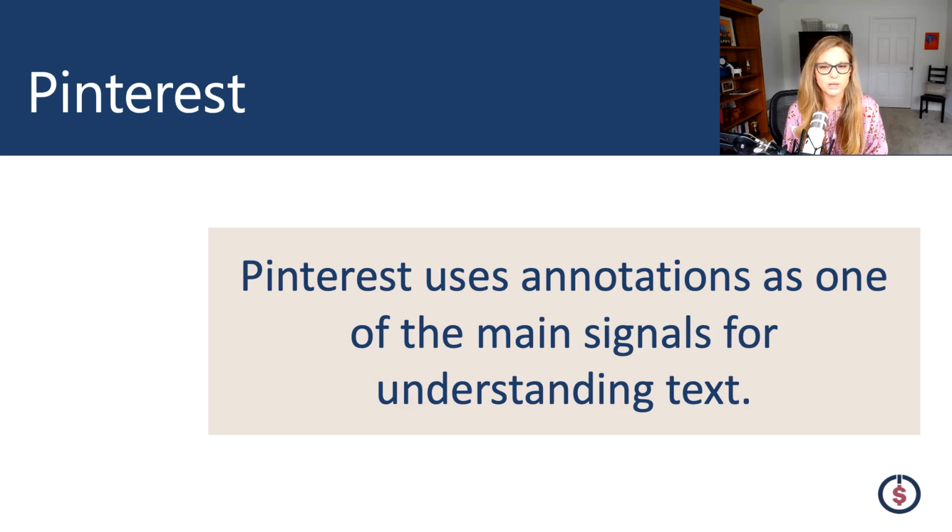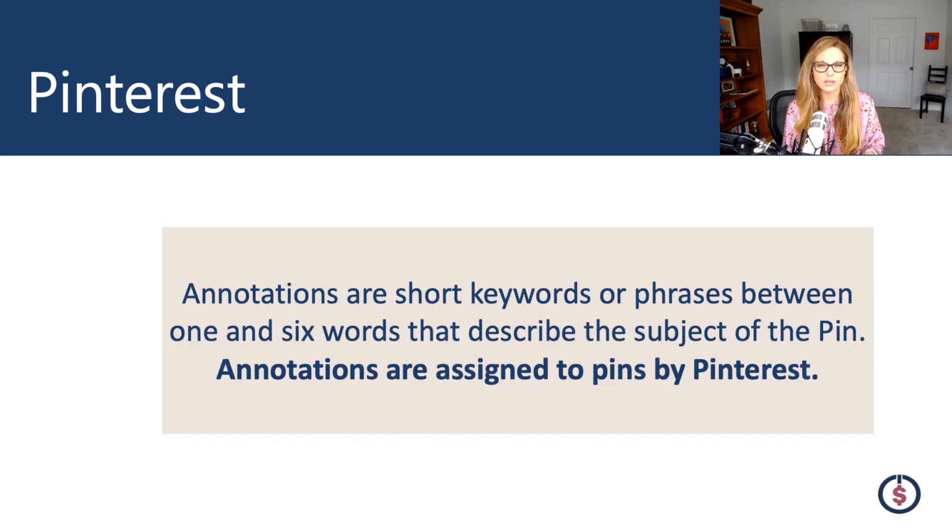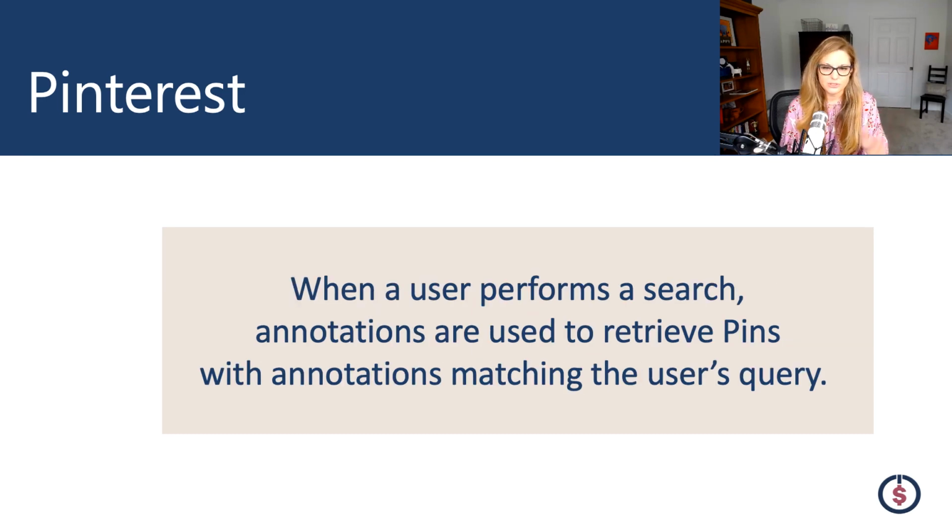So what Pinterest has told us is they use something called annotations as one of the main signals for understanding text. And that's text everywhere, on your pin, on your title, on your descriptions. That is their primary thing that they use for SEO. Annotations are assigned to the pins by Pinterest. So every pin that is created, Pinterest assigns maybe 5 or 6 annotations to the pin to help them, when someone searches, figure out what to show the user in the feed. The annotations are used to retrieve the pins to match what someone is searching for.